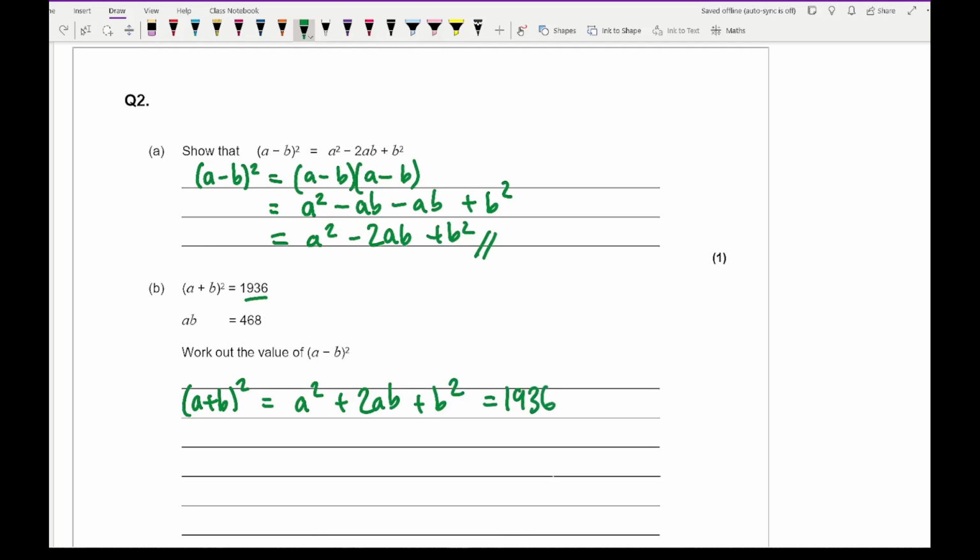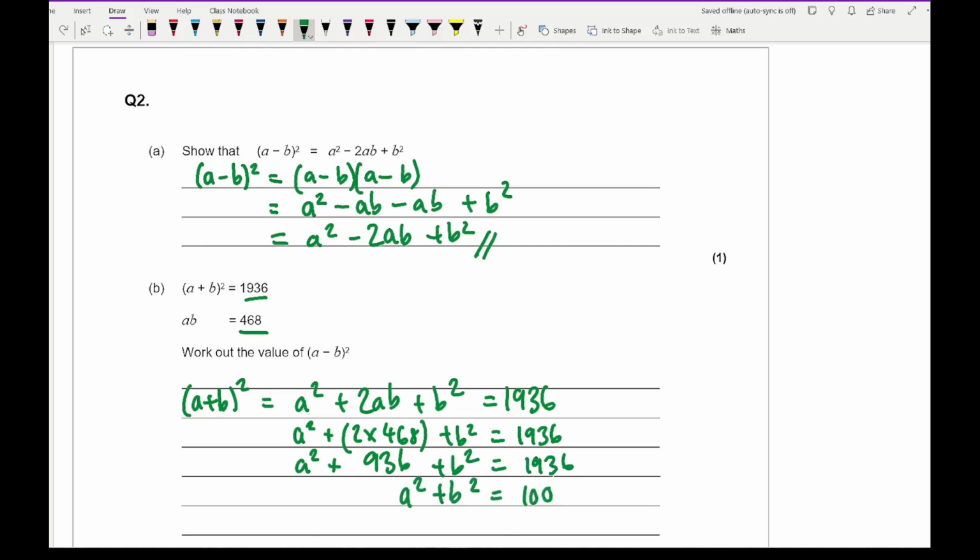Now from this, it tells me that ab is 468, so a squared plus 2 times 468 plus b squared equals 1936. So a squared plus, and if I work out what 2 lots of 468 is going to be, which is 936, so 936 plus b squared equals that. So what I end up with is a squared plus b squared equals 1000. I'm just going to put a little box around that.